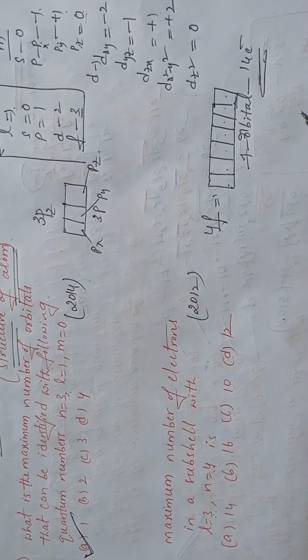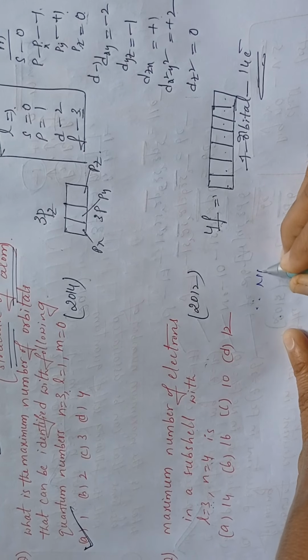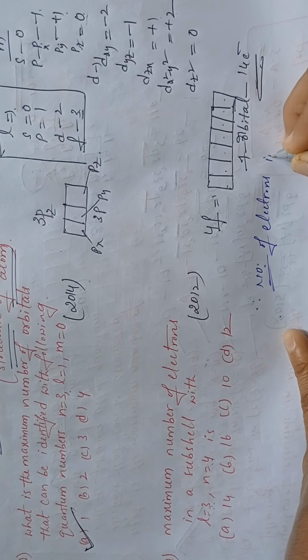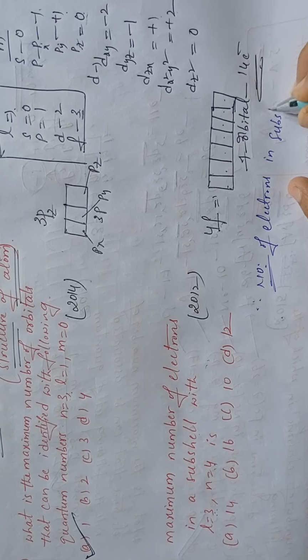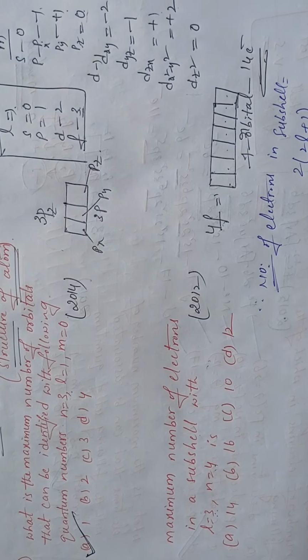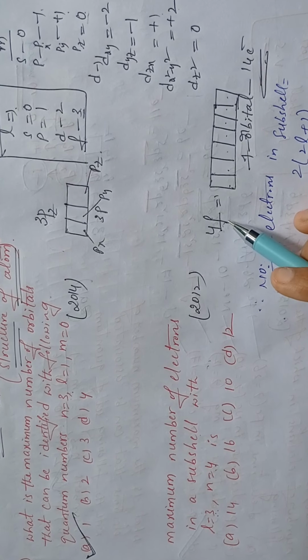Now, one more formula is there, students. The number of electrons in the given subshell is equal to 2 into (2l plus 1). Here which subshell is given, students? F subshell is given.